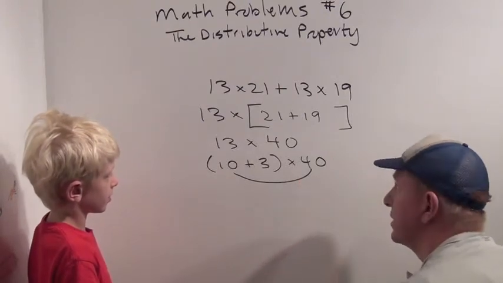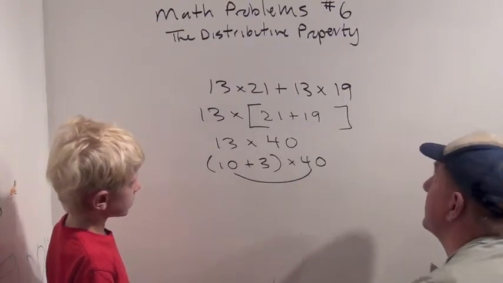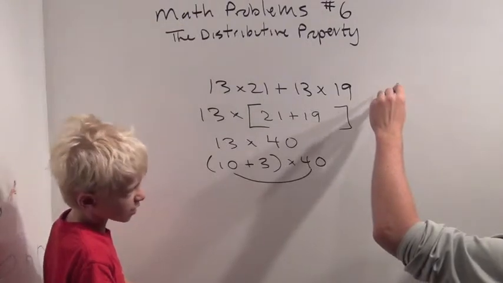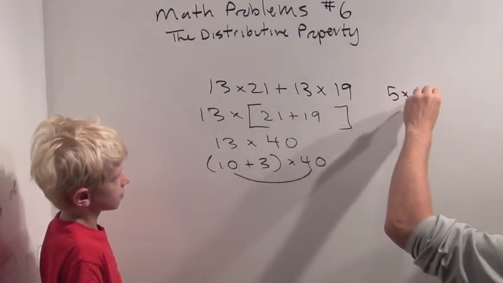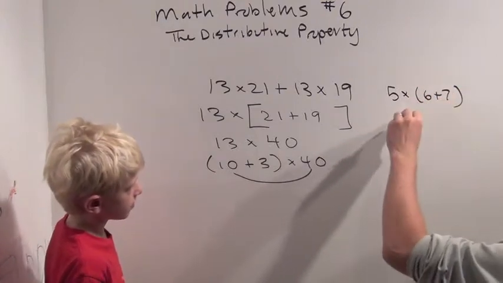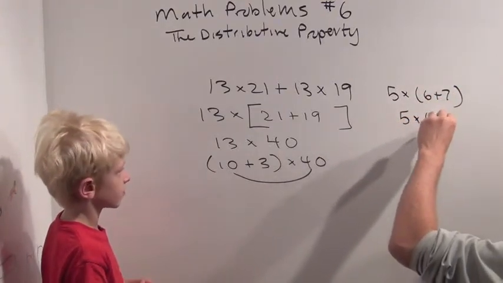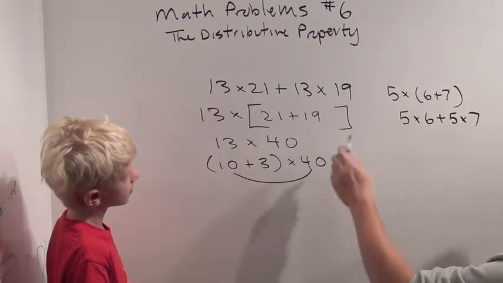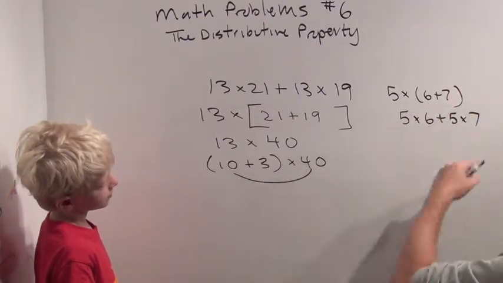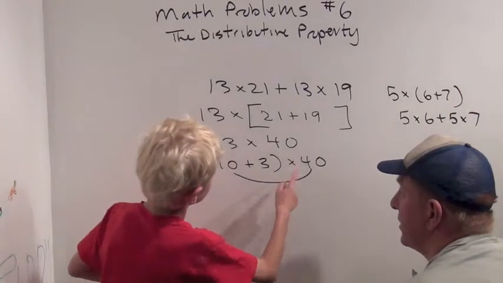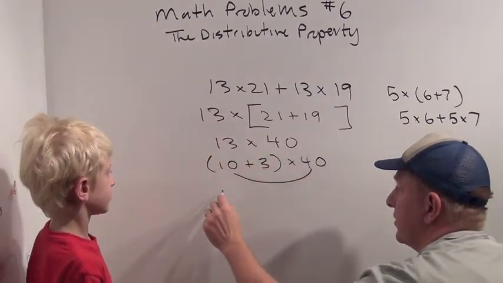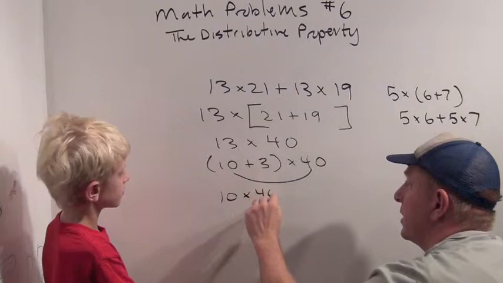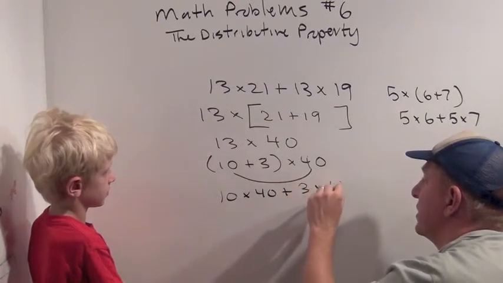Not plus 3. Remember, the distributive property says that, I'll write an example: 5 times (6 plus 7) is 5 times 6 plus 5 times 7. Now I've got the 5 on the other side of the parentheses here, but you can do 40 times 3 plus 40 times 10. There you go. So we'll say 10 times 40 plus 3 times 40.